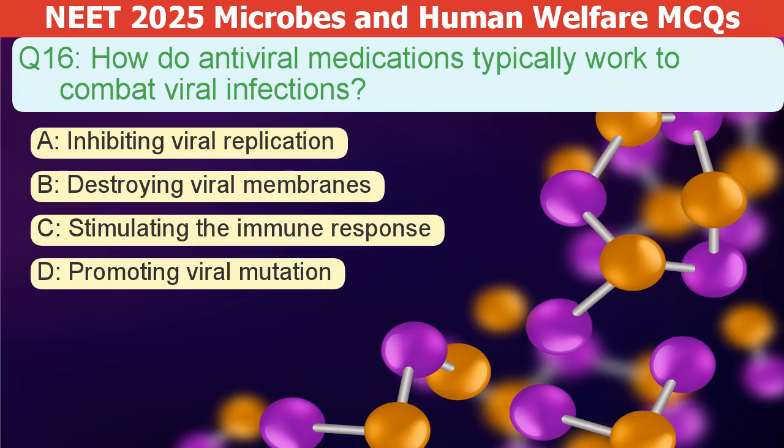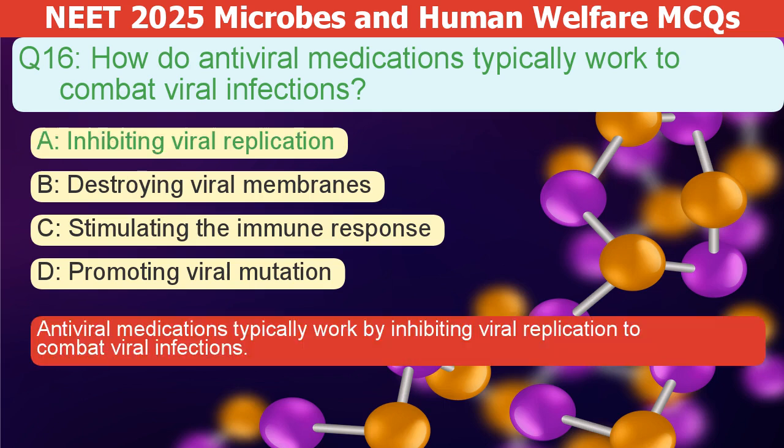A. Inhibiting viral replication. B. Destroying viral membranes. C. Stimulating the immune response. D. Promoting viral mutation. The correct answer is A. Antiviral medications typically work by inhibiting viral replication to combat viral infections.